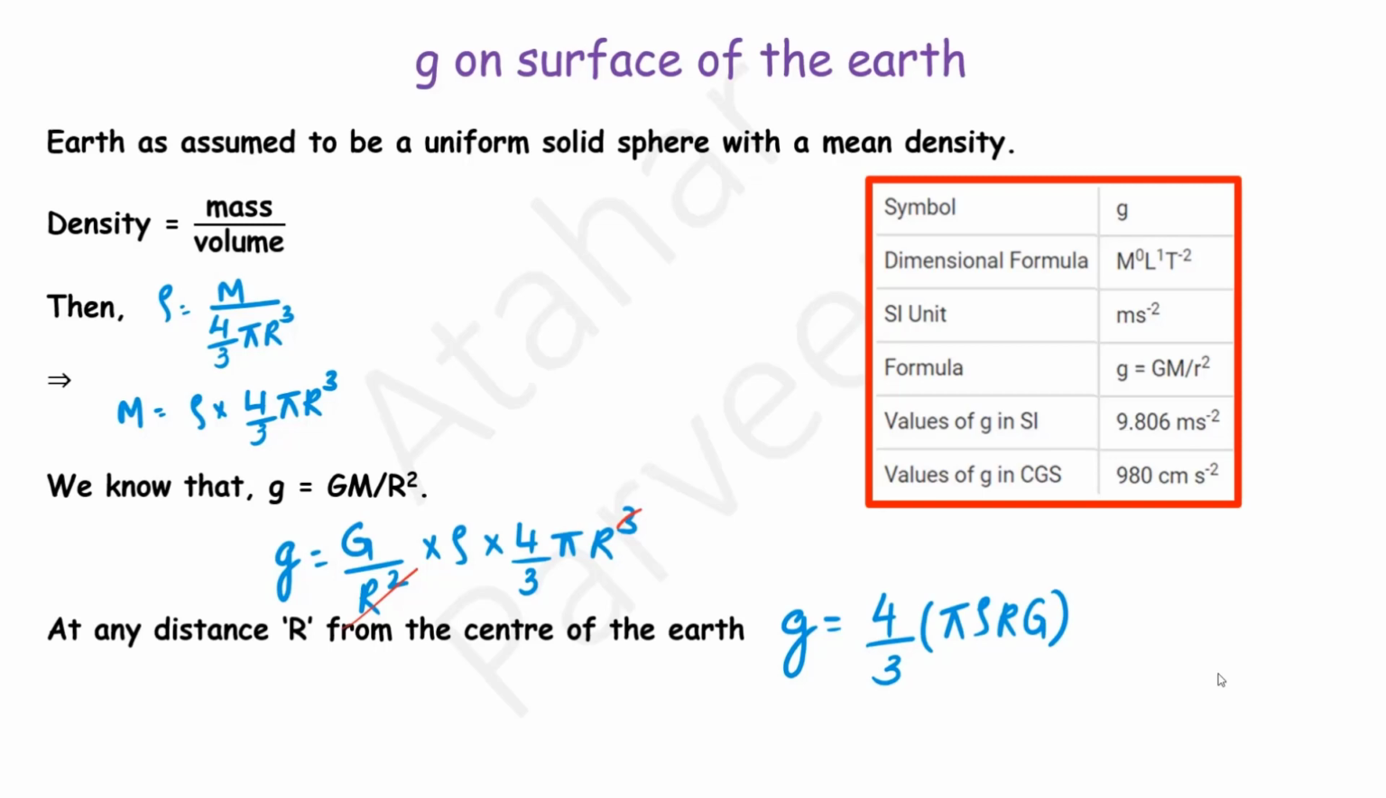Now, just a quick recap. The dimensional formula for gravity will be M0 L1 T raised to minus 2, because its unit is meter per second square, right? And then the formula is GM upon r square. In the SI system its value is 9.8 meter per second square, and in the CGS system it is 980 centimeter per second square. So anything can be asked as an MCQ. We cannot afford to skip things. Okay.